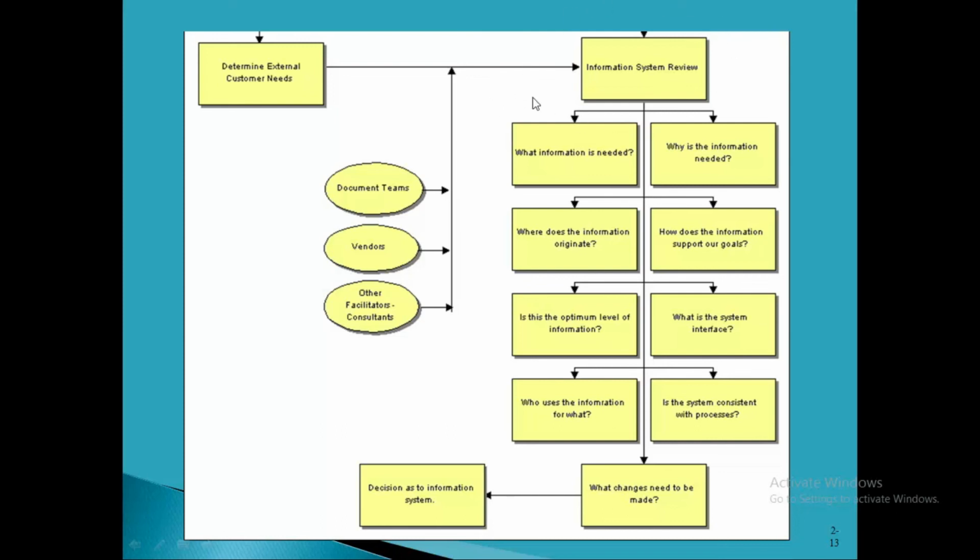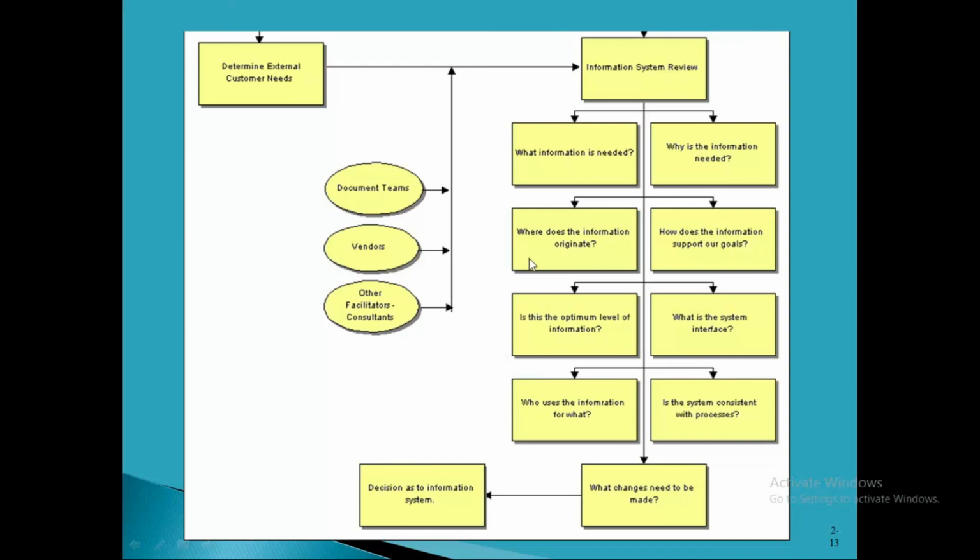Now after this information system review comes the evaluation process, to check whether the information gathered from the various document teams is actually correct or not. What information is needed? Why is the information needed? Where does the information originate? Means if it is valid or not, if it is from the right source or not actually. How does the information support our business goals, our strategic goals? What is the system interface? System interface is very important for interacting with the end user.